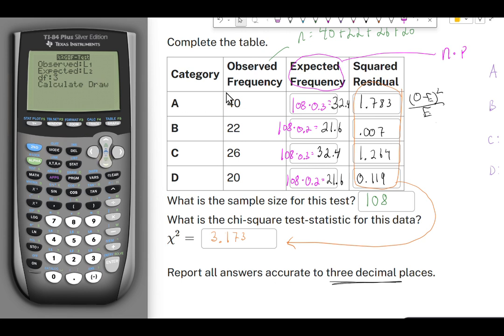The degrees of freedom is the number of categories minus 1, so 4 minus 1 is 3. And then press calculate. It will give us our chi-squared value of 3.1728, or 3.173, and our p-value of 0.3657. So this one would be a fail to reject test.